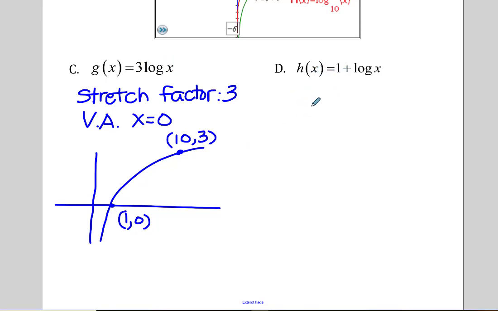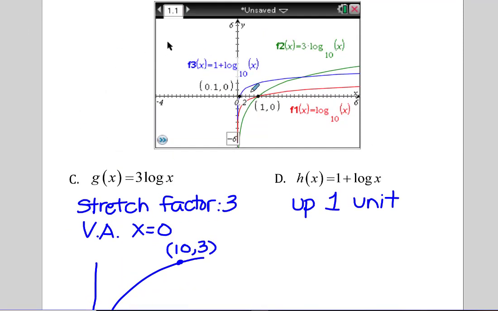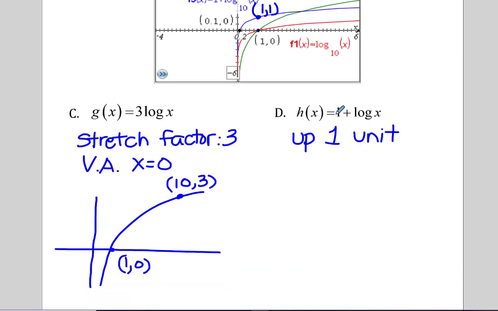And then finally, our last one, we have a +1, so this is moving us up 1 unit from the parent graph. Let's go look at that. So the parent graph's point (1, 0) is going to move up 1 unit. So this point will be (1, 1) in our graph. That's the effect of this. And x equals 0 is still our vertical asymptote, just like it was over here.